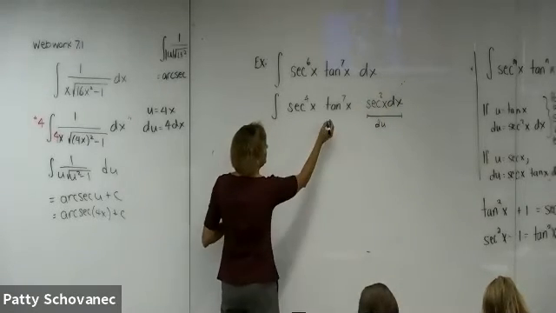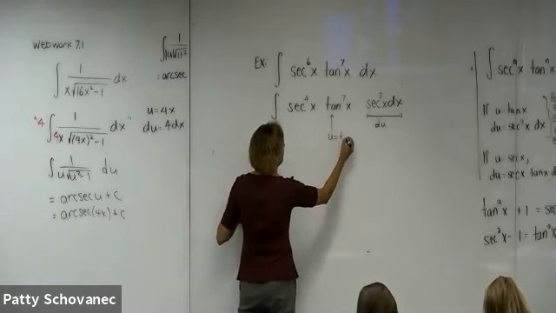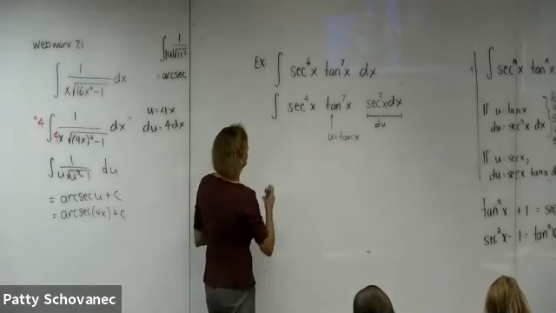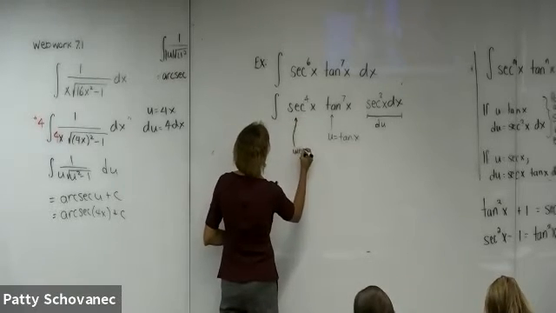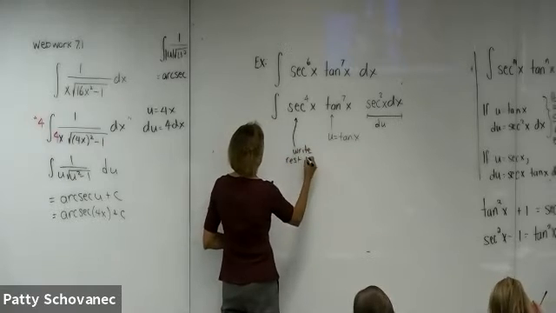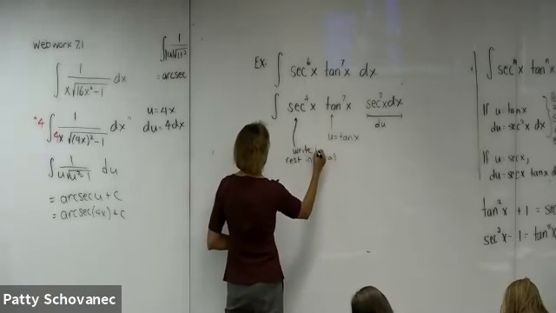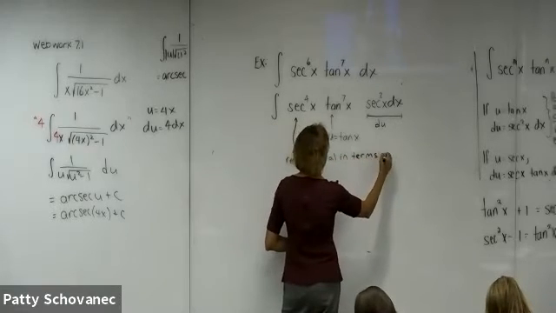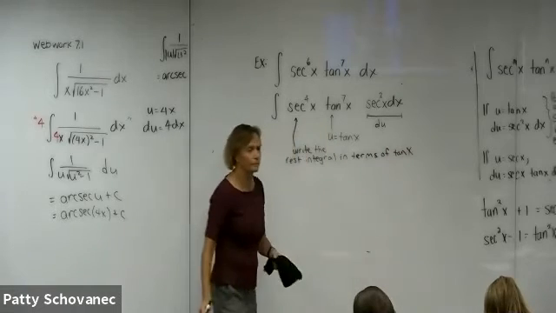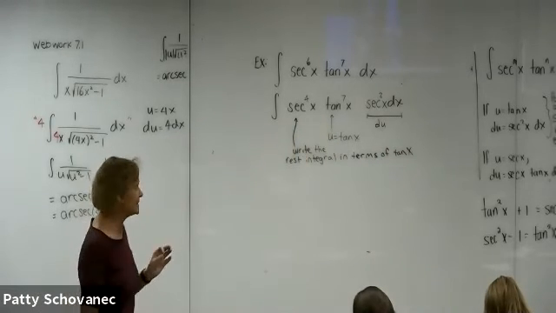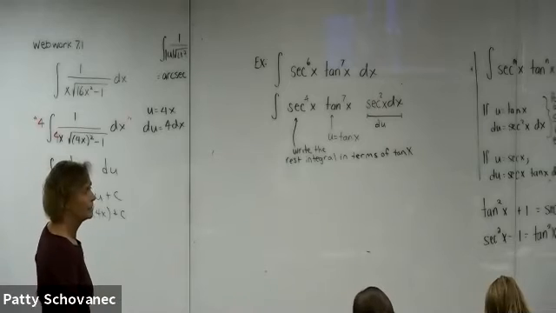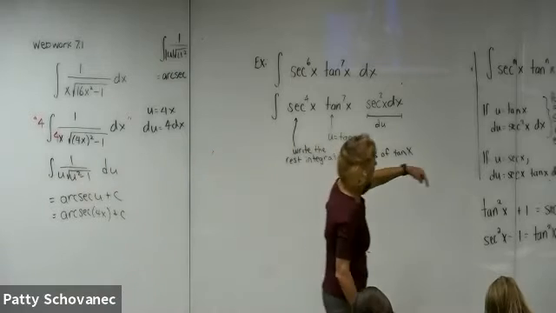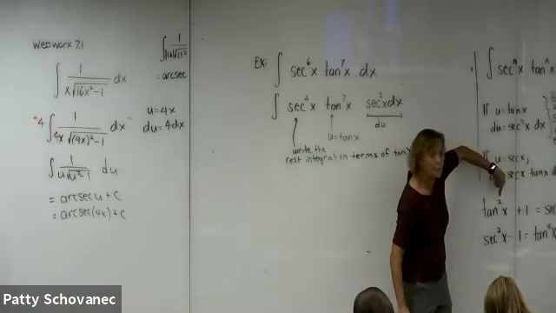So that means tangent has to be u. And that means the rest of the integral has to be written in terms of tangent. That's where I needed the even power on the secant after I pulled out a secant squared, so that I can think of secant to the fourth as secant squared squared, and replace each secant squared with tangent squared plus 1.